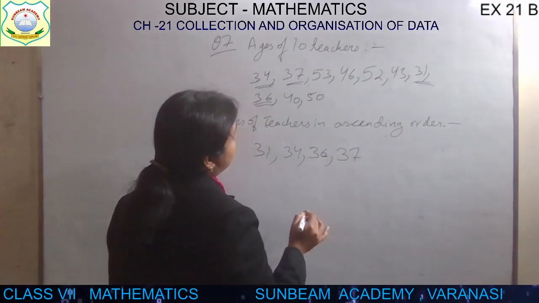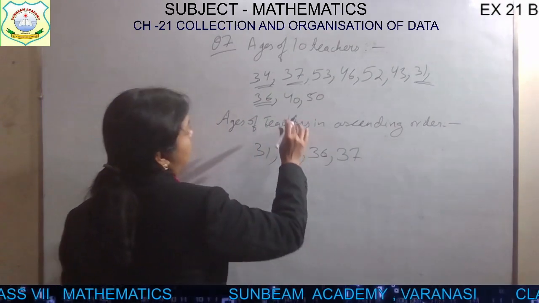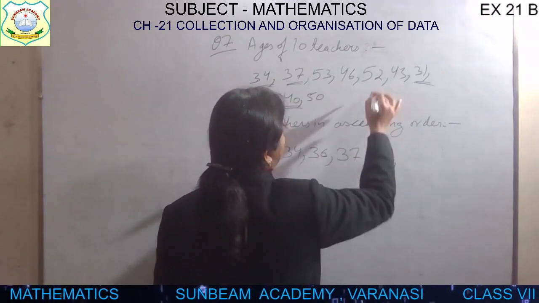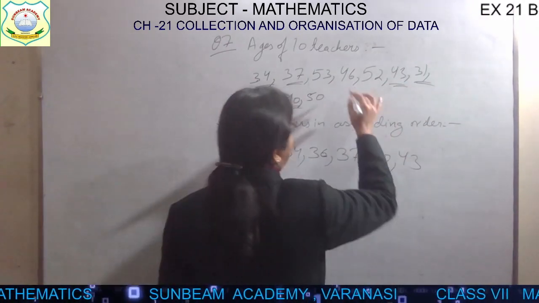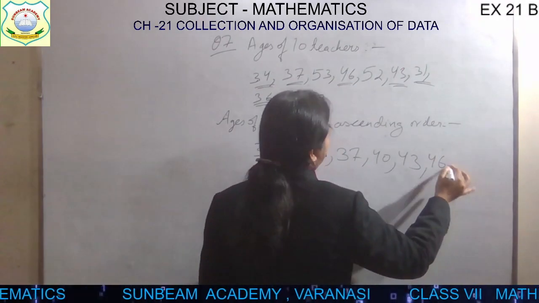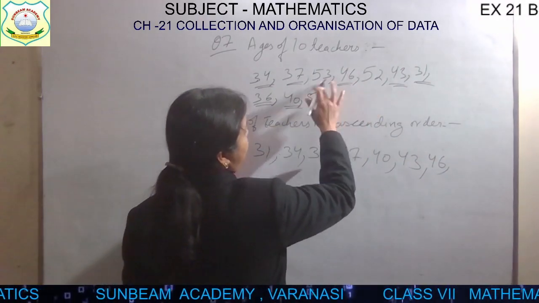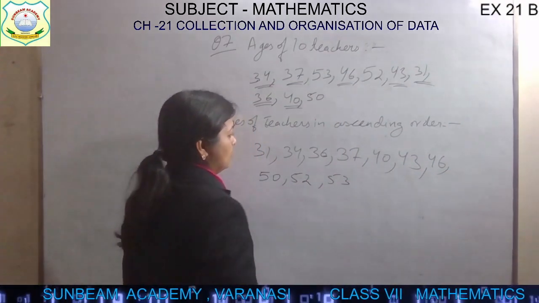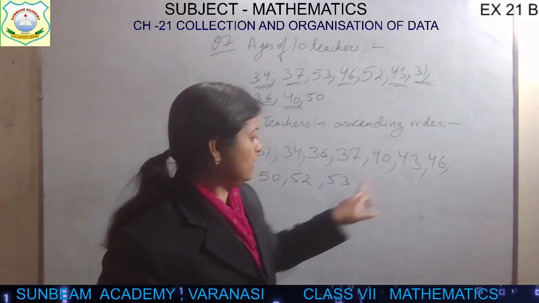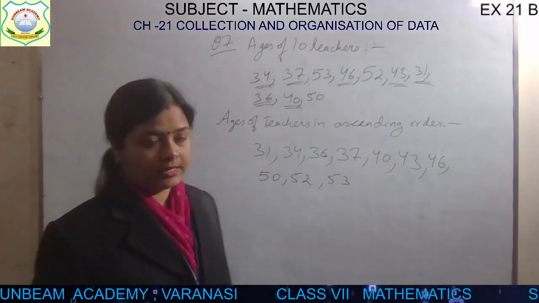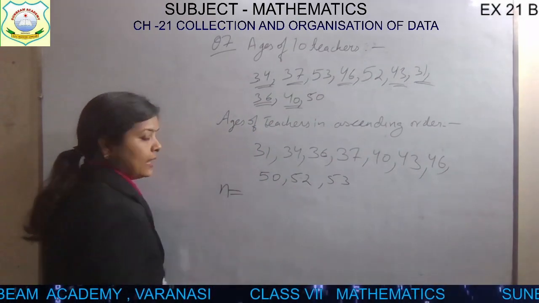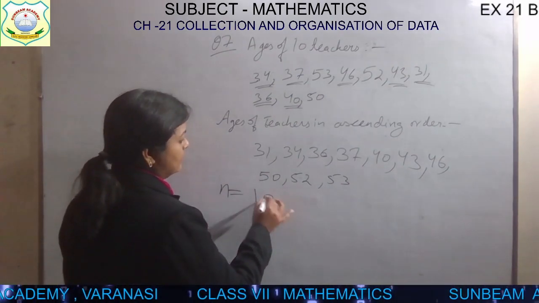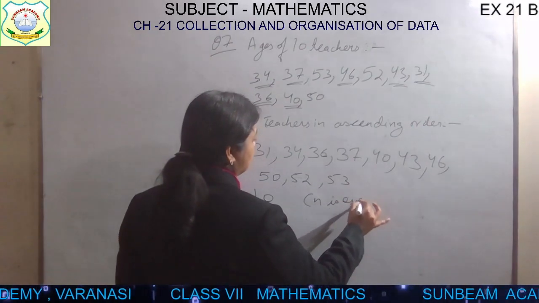After 37 it will come 40. 30s are over now, it's 40, then after 40 it is 43, 46, and then 50, 52 and 53. 1, 2, 3, 4, 5, 6, 7, 8, 9, 10. Total 10 teachers' ages. Now what is the value of n? Is n odd or even here? n is even here. 10 is even. So n is 10, that is, n is even here.